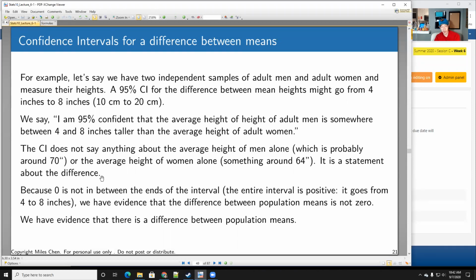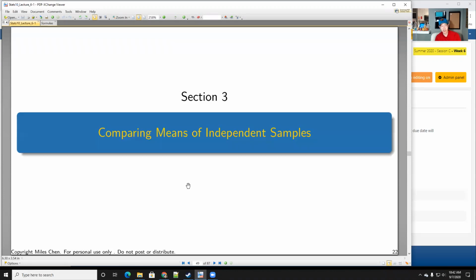And so because 0 is not inside our interval, which goes from 4 to 8 inches, 0 is not between the ends of the interval. We have evidence that the difference between population means is not 0. And so that means we have evidence that there is a difference between population means. Okay. On the other hand, if we have a confidence interval that includes the value 0, then we would say we don't have evidence that there's a difference.